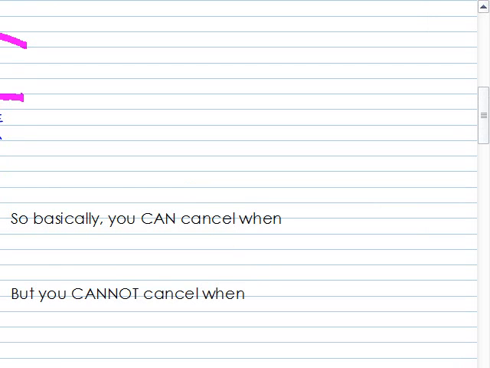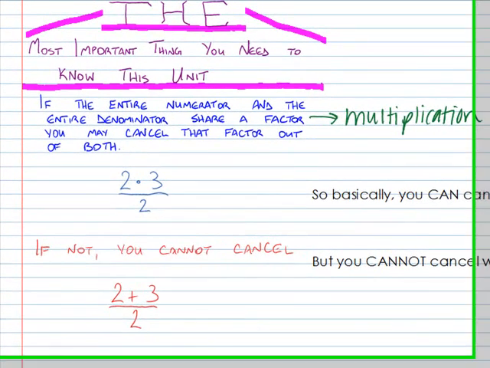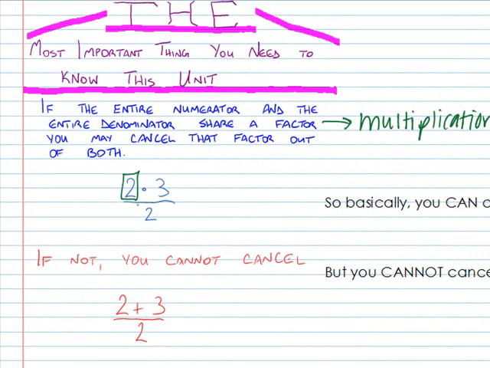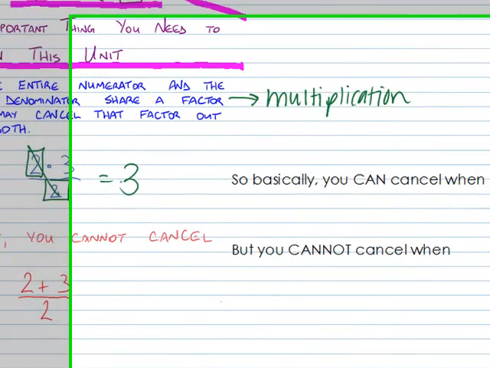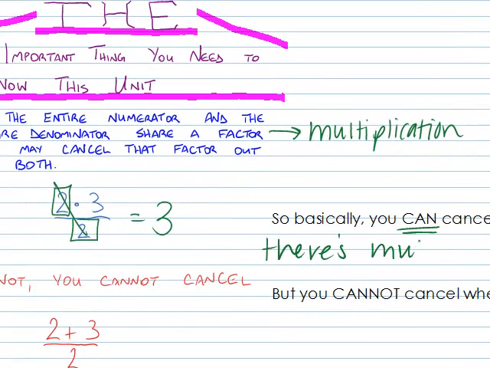Probably the most important thing you need to know in this unit is that if the numerator and the denominator share a factor, remember factor means that there's been some kind of multiplication occurring between two terms. If they share a factor, then you may cancel it out. So for example, 2 is a factor in both the numerator and the denominator here. It's a factor because it's being multiplied, so we're allowed to cancel those out to just 3. So basically, you can cancel when there's multiplication.